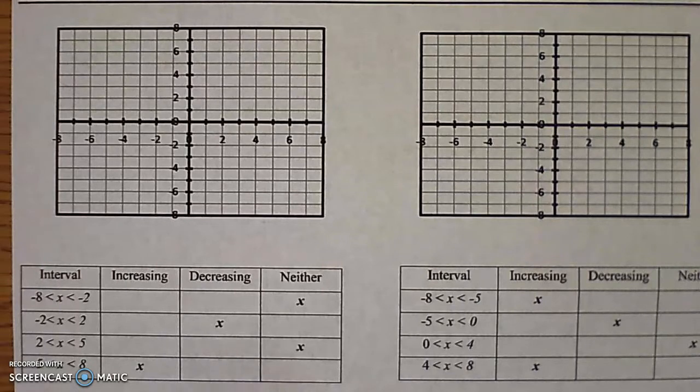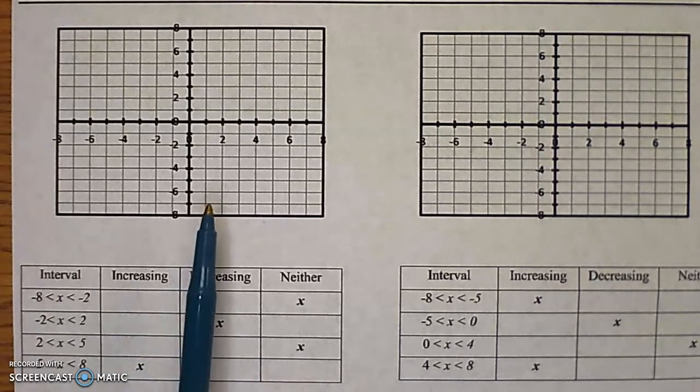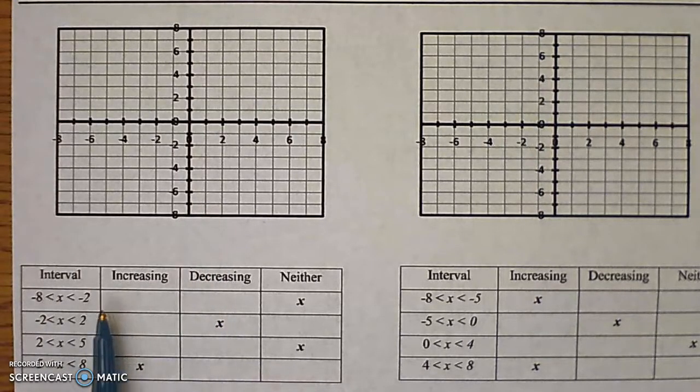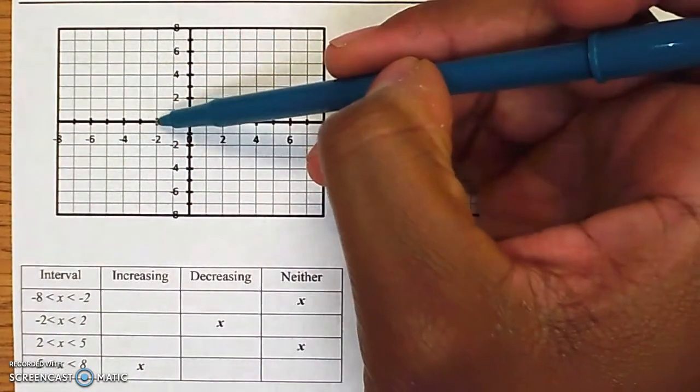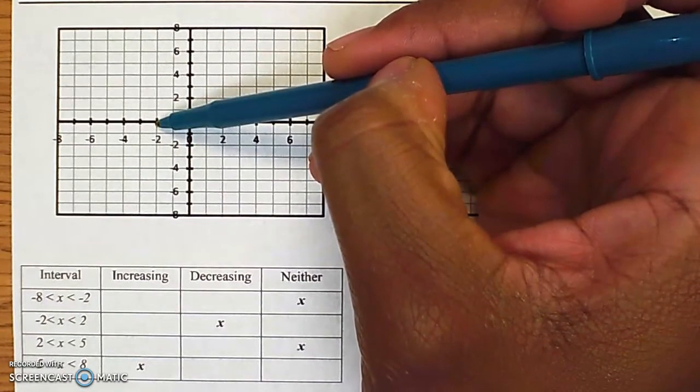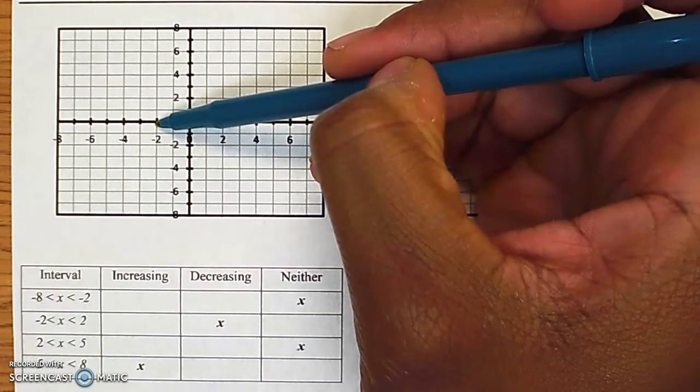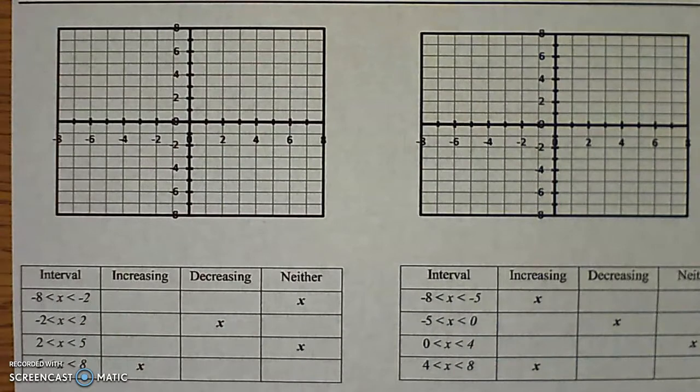All right, so for part B, it says for each problem below, sketch a graph that matches the given intervals. So in this case, they're giving you what the graph should look like. You're going to create a graph that matches these requirements. So it says between -8 and -2. From -8, which is all the way over here, to -2 on the x-axis, which is here, we need it to be neither, meaning we need it to be constant.